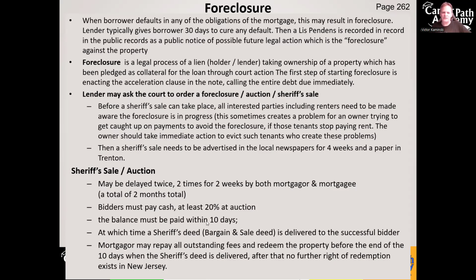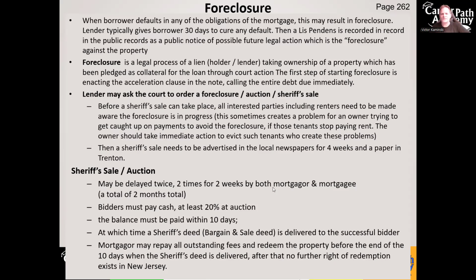The balance must be paid within 10 days, at which time a sheriff's deed, called a bargain and sale deed, because there's nothing really called a sheriff's deed, even though they write sheriff's deed on top of it. It's called a bargain and sale deed. They just write the word sheriff's deed on top of it. It's delivered to the successful bidder. The mortgagor may repay all outstanding fees and redeem the property before the end of the 10 days when the sheriff's deed is delivered. But after that, no further right of redemption exists in New Jersey.